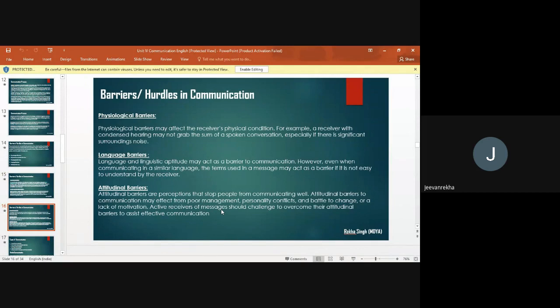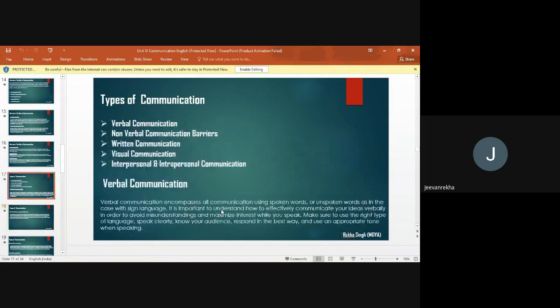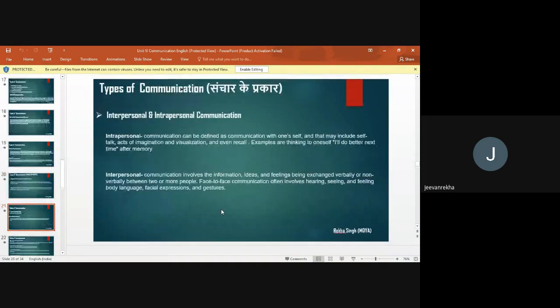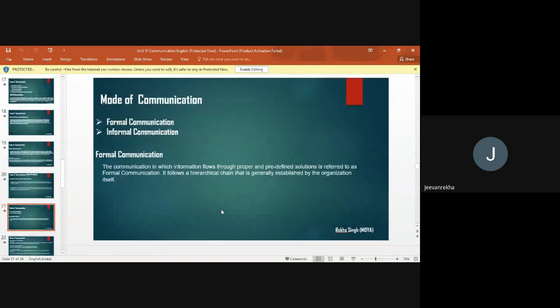we came to know about barriers and hurdles in communication, and now we'll talk about mode of communication. Today I'll finish all topics and then we'll send a PDF to make notes on all of communication. So today we'll learn about mode of communication.